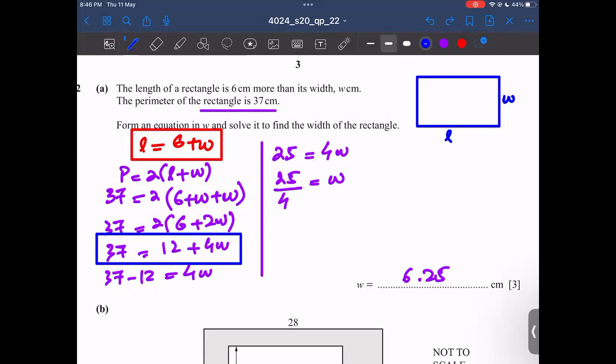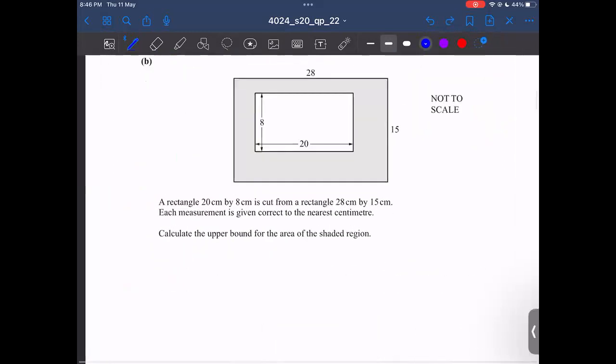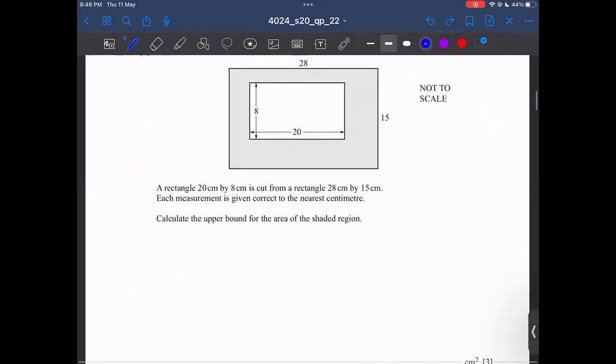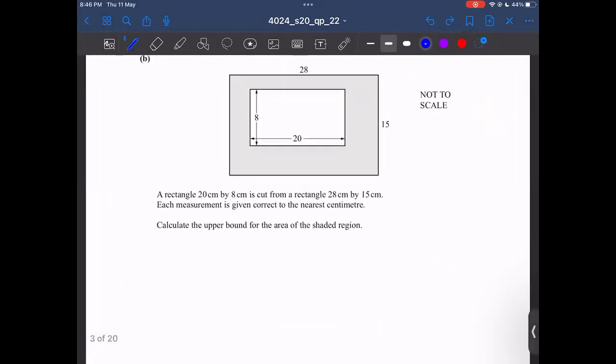Secondly, in part B, it says a rectangle is of 20 centimeters and 8 centimeters. So this is the small rectangle over here having 20 centimeters and 8 centimeters as length and width. It's cut from the rectangle 28 centimeters by 15 centimeters. The larger rectangle is 28 centimeters by 15 centimeters. Each measurement is given correct to the nearest centimeter.